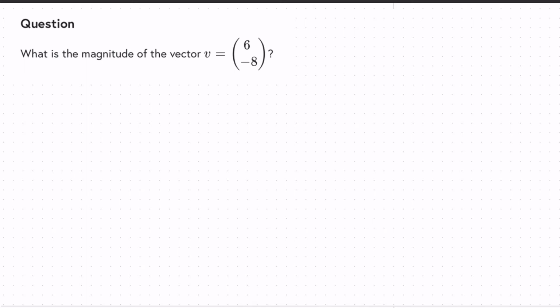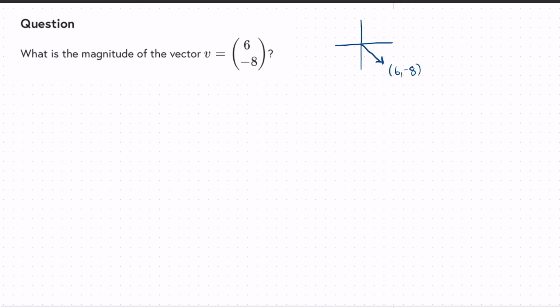Now what do we mean by magnitude? Well, we mean the distance from the origin. So looking at this vector here, (6, -8), let's just draw a little diagram. The x value, we go across 6 and then down 8. So we're here, and the vector is this line here.